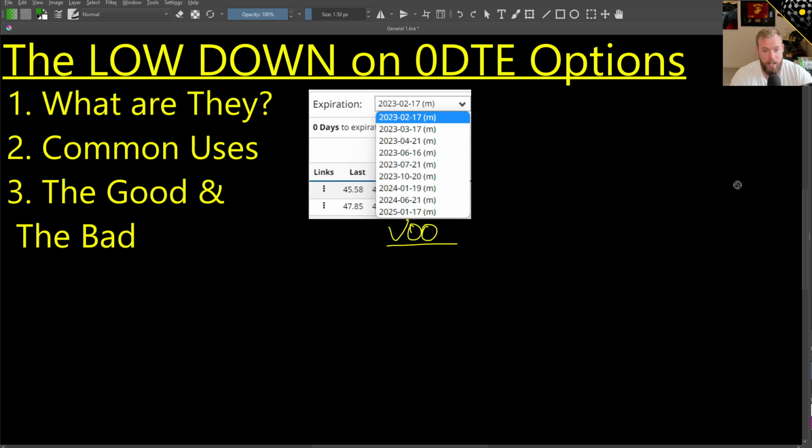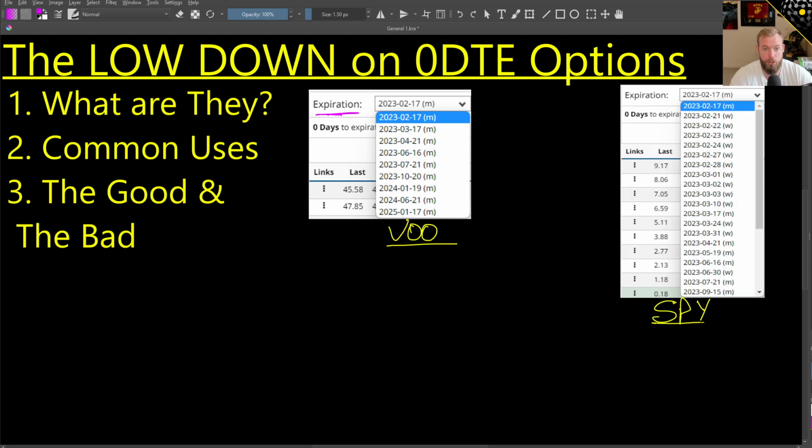So as you can see on the left-hand side here, this is from Barchart. You can see this is VOO, and this is option expirations. These are normal monthly expirations. One, that denotes them with the M, but two, you can just see that they're staggered the third Friday of every month. That is a standard expiration.